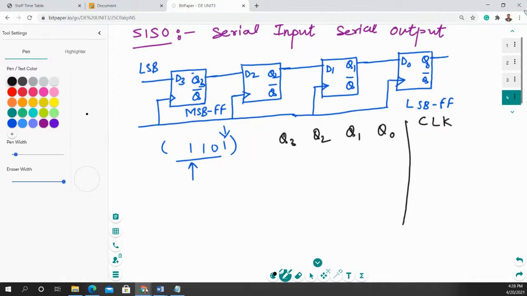Initially, let's suppose that you will take the clock signal as 0. So what is the output initially? Quickly give your response. We are taking this value as an input. What is the output? Flip-flops are not working. What will we represent across each bit? We will represent across each bit as 0.